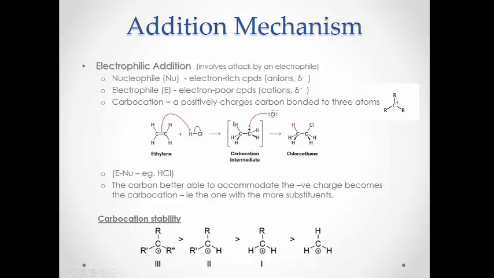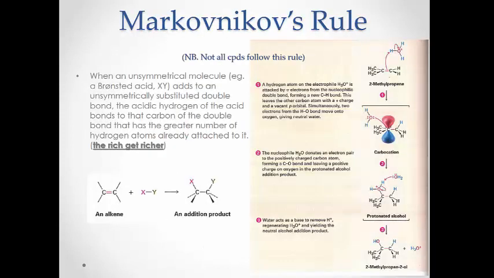So the side with the fewer R groups, you could say the more hydrogens, would get the hydrogen on it. So that's where we get the "rich gets richer": the side with the most hydrogens will get the hydrogen from the addition rather than the other group, because the carbocation would be more stable, and so the nucleophile will attach to the carbocation side. Okay, so the rich gets richer.